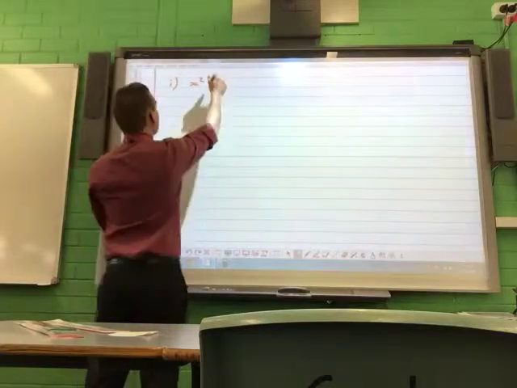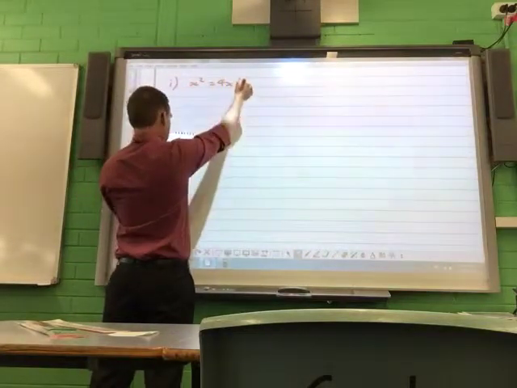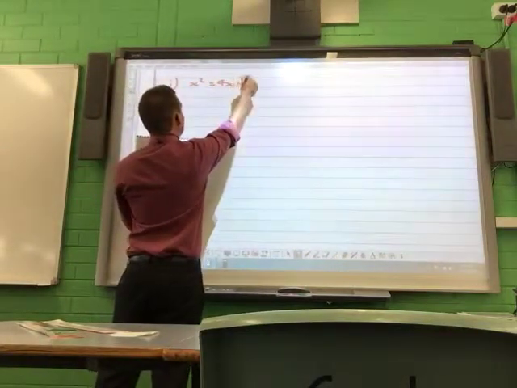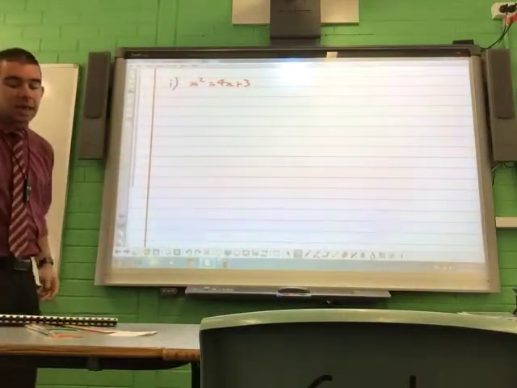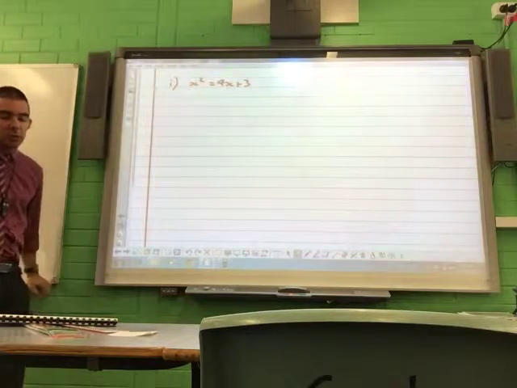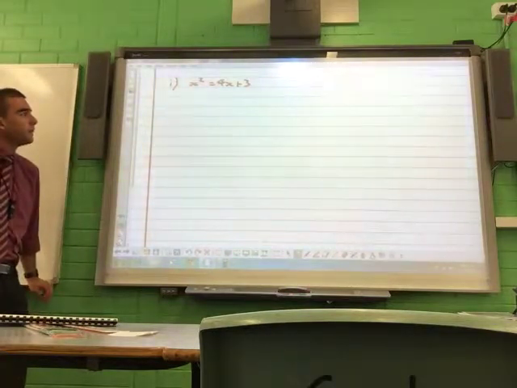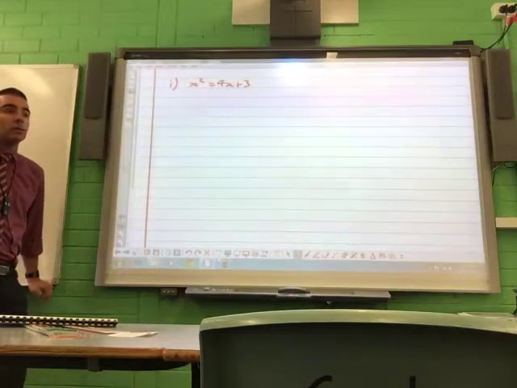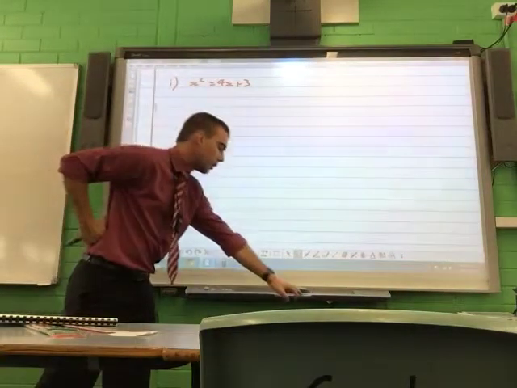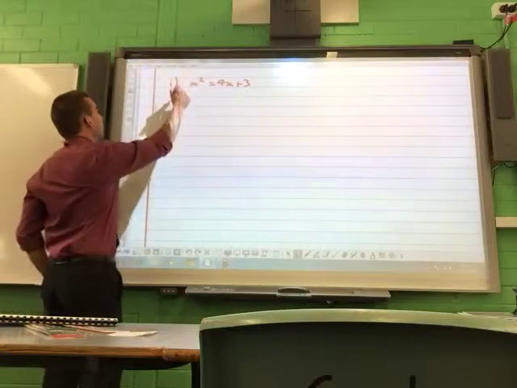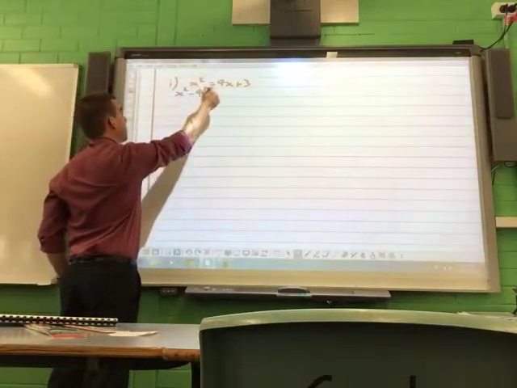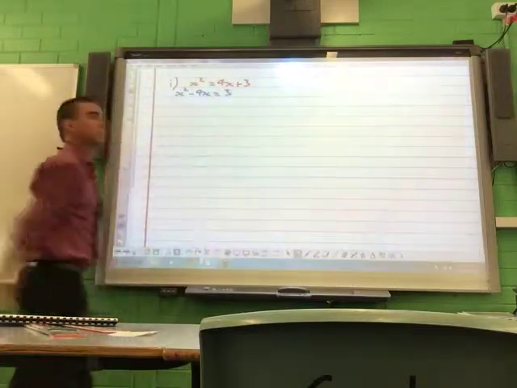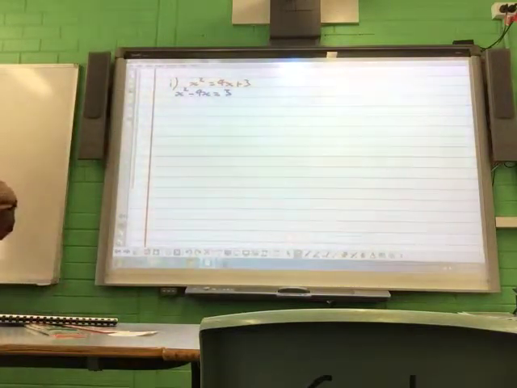x squared is equal to 4x plus 3. Okay, so again you're told specifically you need to solve by completing the square. So I need the x squared and the 4x on one side, and I'm going to leave the 3 on the other side. x squared, move the 4x over, change the sign, and that's how we're going to complete the square.